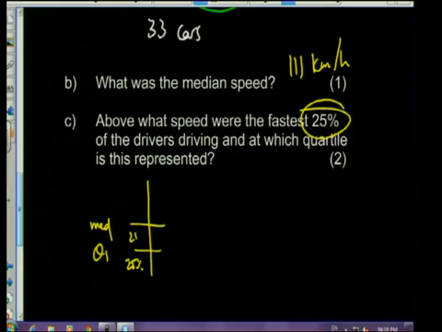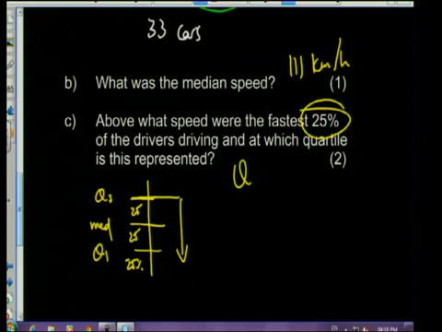Go another 25%, I've got to the median. Go up another 25%, so I'm 3/4 of the way through, that's the upper quartile. So I'm trying to work out what the value of the upper quartile is so that I can read off my sketch. So when it says which quartile is represented, I can quite comfortably say this will be Q3, or you can also say the upper quartile.